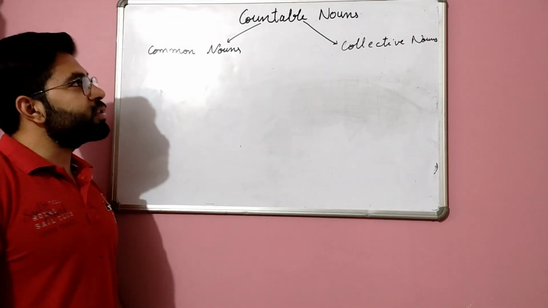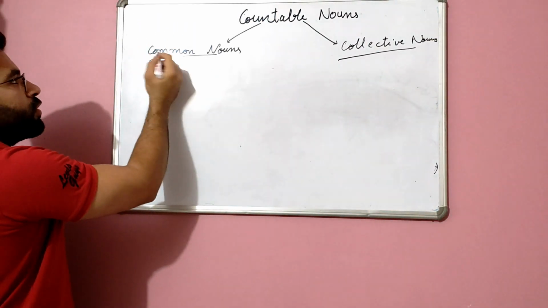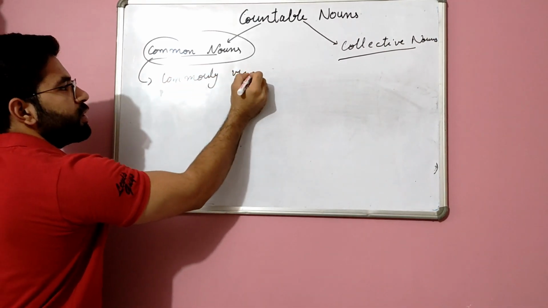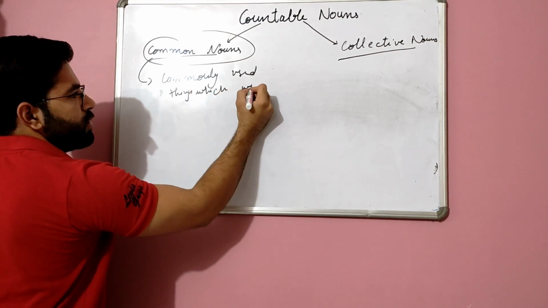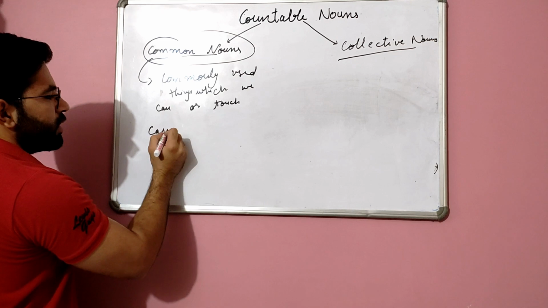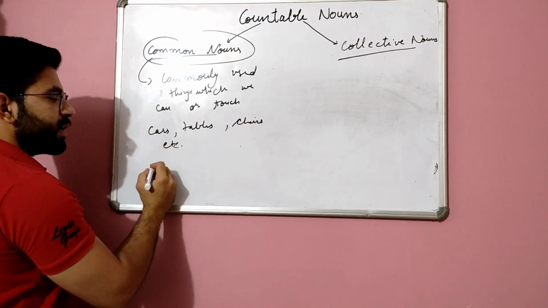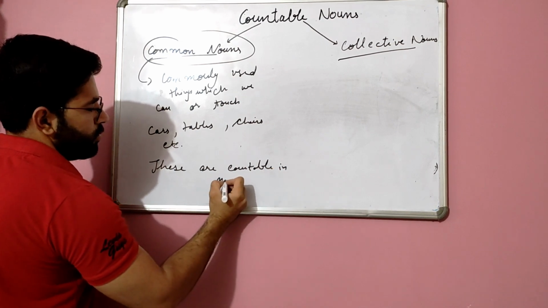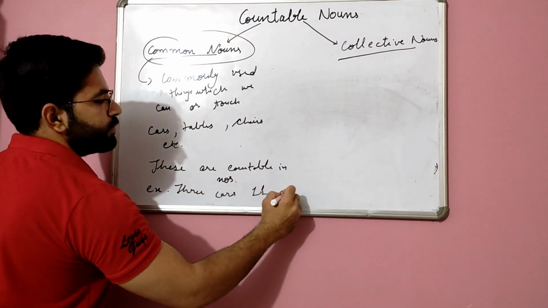Now we move to the next category of nouns, that is countable nouns. There are two types of countable nouns, common nouns and collective nouns. We'll start with common nouns. What are common nouns? Commonly used things which we can see or touch. For example, cars, table, chairs, etc. These are countable in numbers. For example, 3 cars, 11 chairs, and so on.